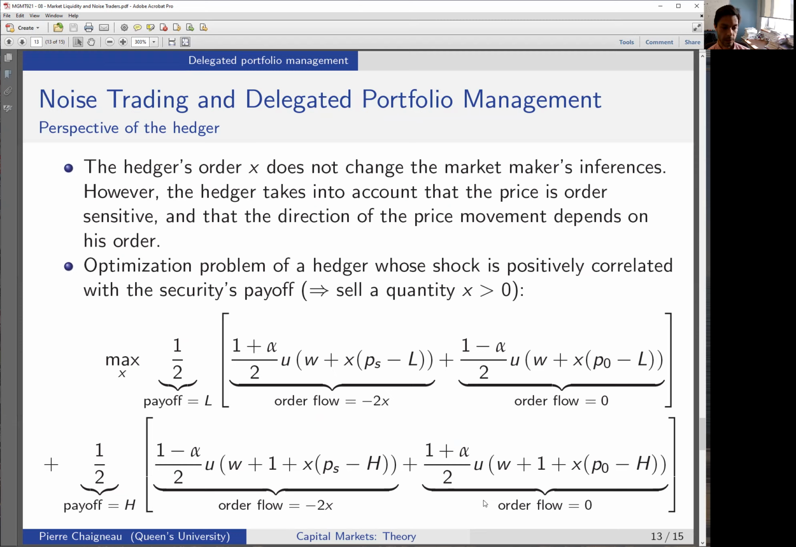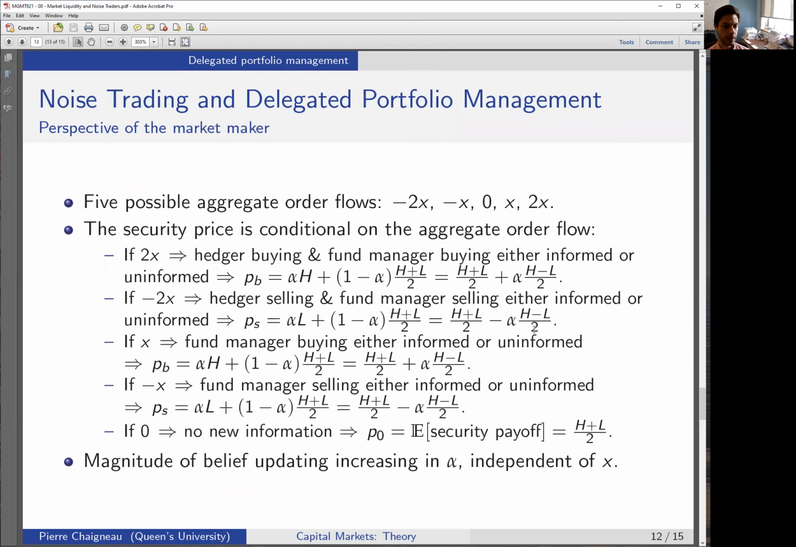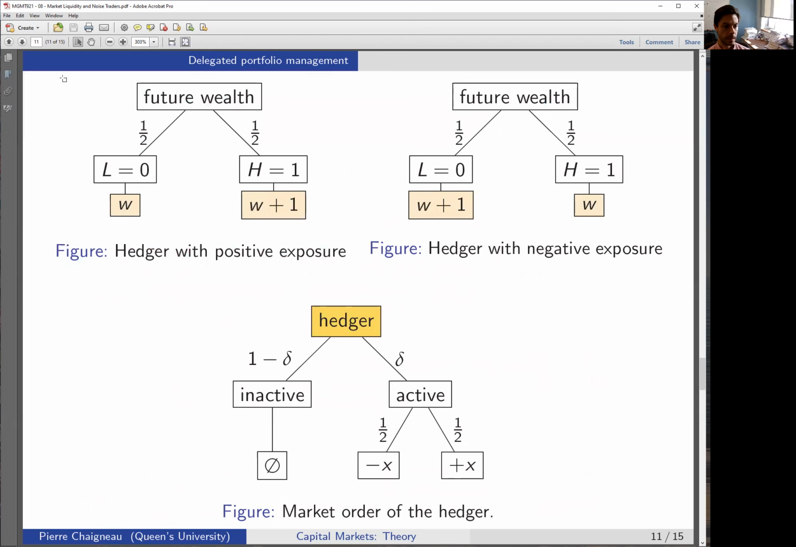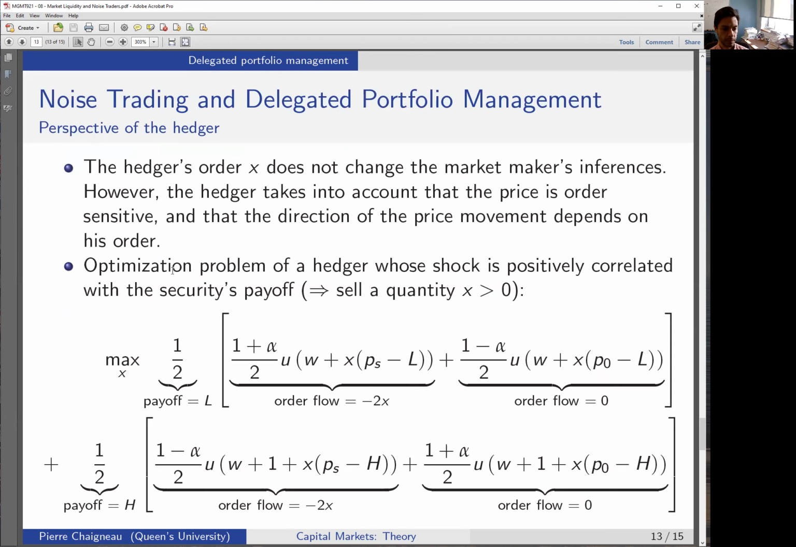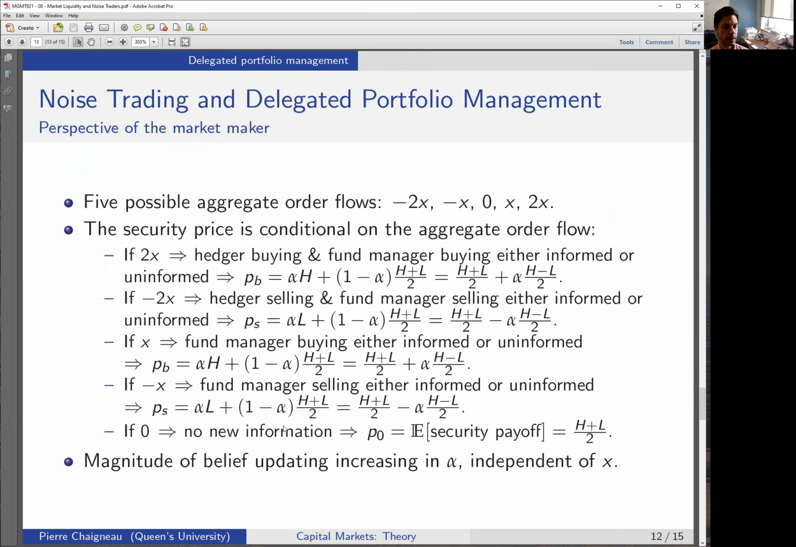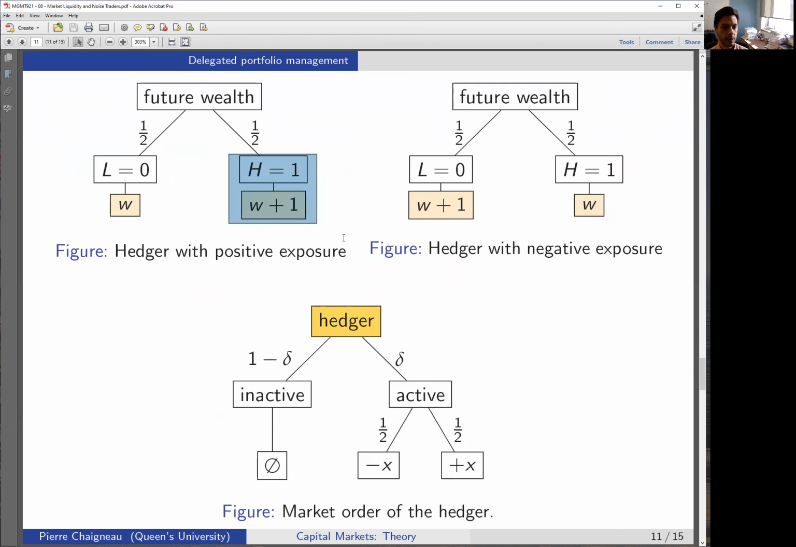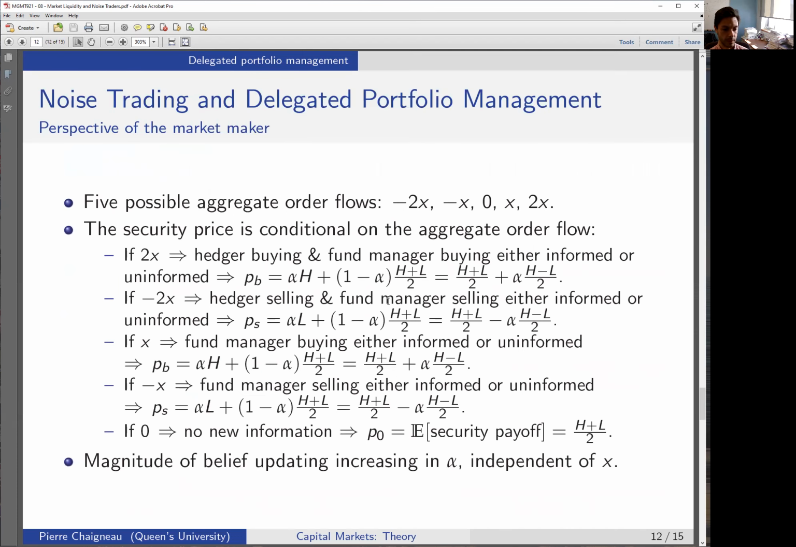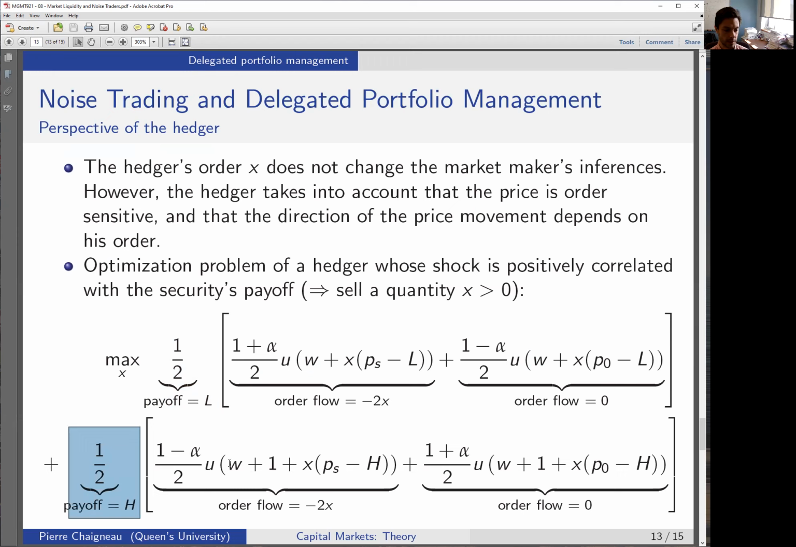Okay. And so what is the wealth of the hedger in this case? So remember, this is a hedger whose shock is possibly correlated with the security payoff. So when the payoff is L, the wealth is W. This is the W we had here and there when the payoff is L. But when the payoff is equal to H, the wealth of the hedger is W plus 1. And so now when the payoff is H, the wealth of the hedger is W plus 1, plus whatever the trade is.